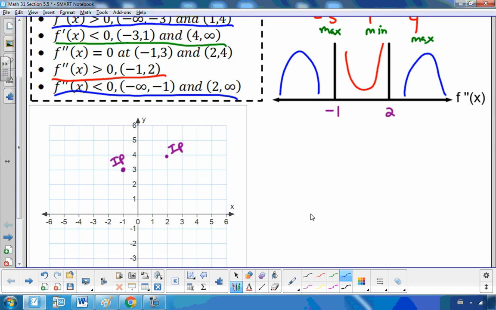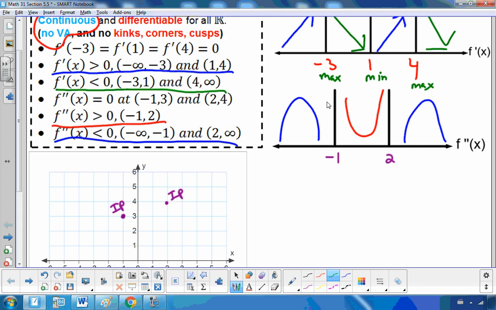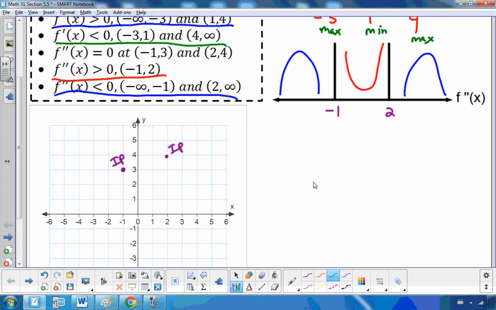So now that I have the inflection points, let's go back to the maxes and mins. I am not given a y value, so I don't know exactly how high or how low the max and min reach. So I'm just going to draw it based on an estimate. So at -3, I have a max. So I'm just going to draw it to be above this inflection point. So let's say there, and that would be a max.